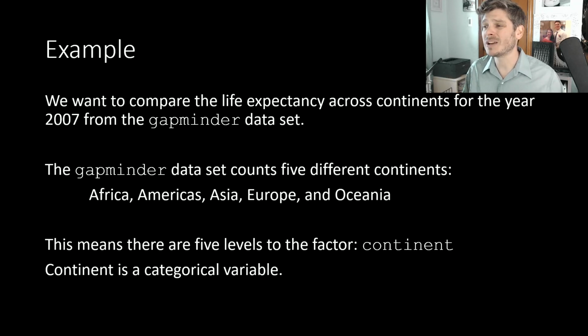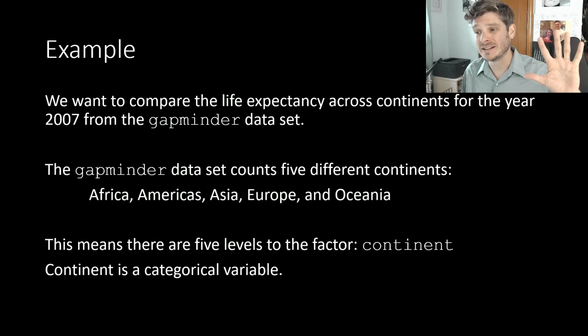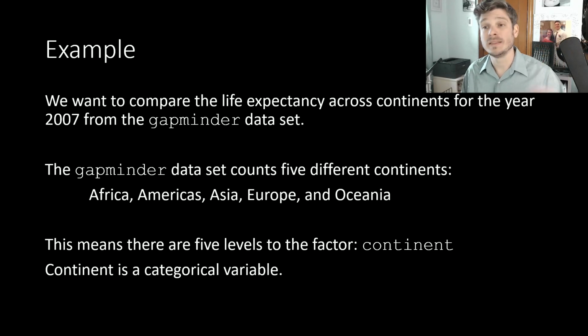So let's say I want to compare life expectancy across all the different continents for the year 2007 using my Gapminder data set. Now, the Gapminder data set counts 5 different continents. You have Africa, then the Americas, North and South America, are combined into one continent, then Asia, Europe, and Oceania. All right, so those are the 5 continents that Gapminder considers, which means there's 5 levels to that factor continent. Continent is a categorical variable.